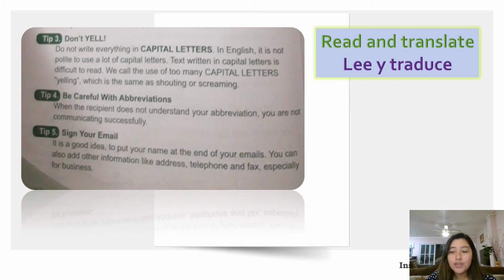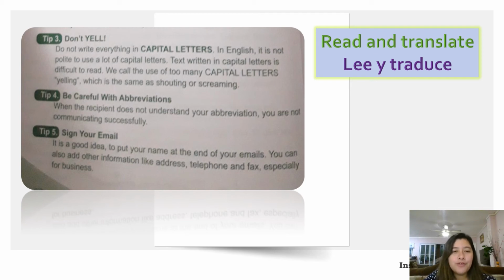Tip 3. Don't yell. Do not write everything in capital letters. In English, it is not polite to use a lot of capital letters. Text written in capital letters is difficult to read. We call the use of too many capital letters yelling, which is the same as shouting or screaming. No grites. El uso de las palabras mayúsculas en todo el mensaje es algo inapropiado en inglés, ya que el demasiado uso de las palabras mayúsculas se le llama también gritar.